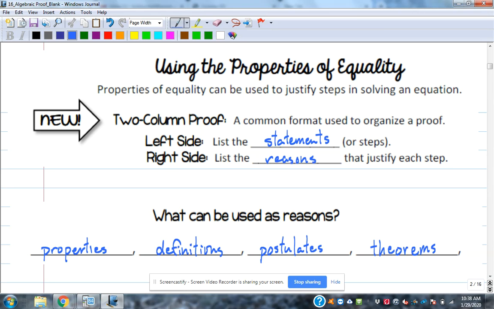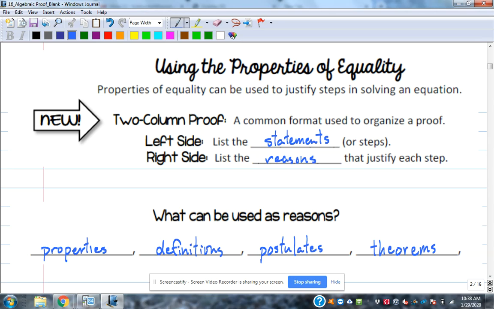Postulates are rules that always are valid. Theorems are, the root word is theory, and those are actually results of postulates. So theorems are ideas. You know, the most famous one that we know about is the Pythagorean theorem. It's the theorem, it's not a rule. It's because of some of the rules of geometry that a squared plus b squared is equal to c squared.